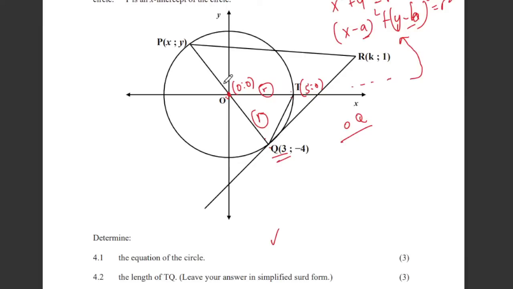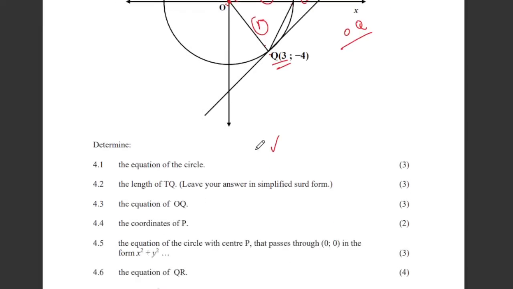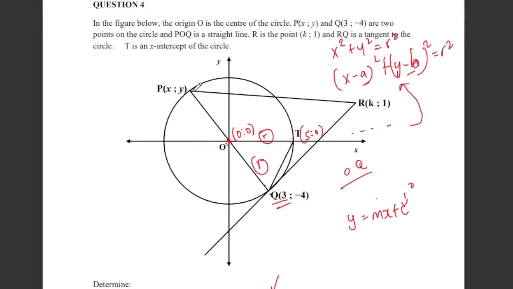That is a straight line, mx plus c. The c, we already have it as the y-intercept, which is 0. So focus on just the gradient. Then they want the coordinates of P. When you look at P, P is a point that is meeting the circle. Now we got the equation of OQ, which is the same as PQ.